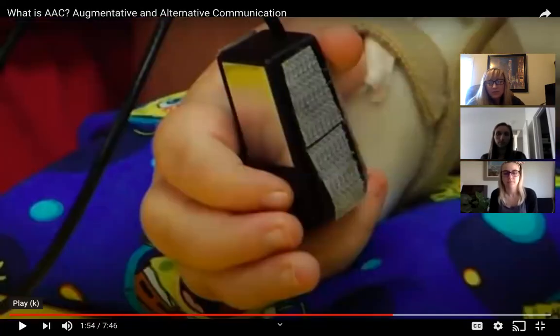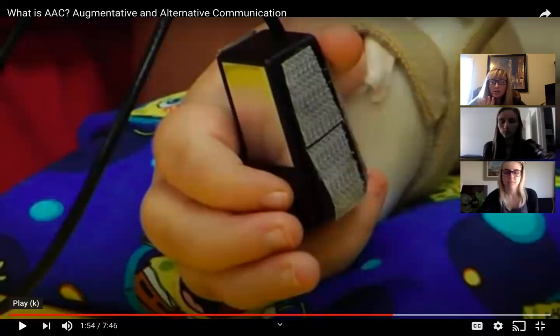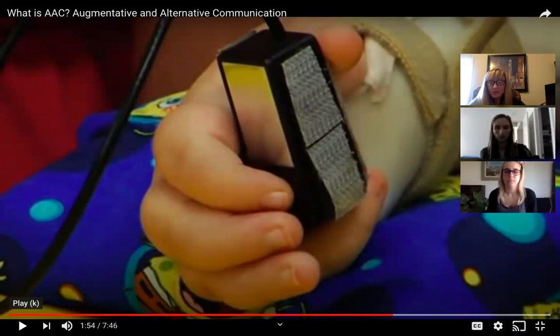So most of the students that I see use direct selection. That just means they use their finger or their hand to touch the button and then it activates and makes the sound. And I know, Amanda, a lot of your students use scanning or the other methods of access. Yeah, so a lot of my students utilize switches.